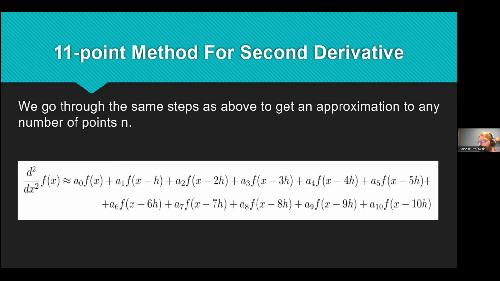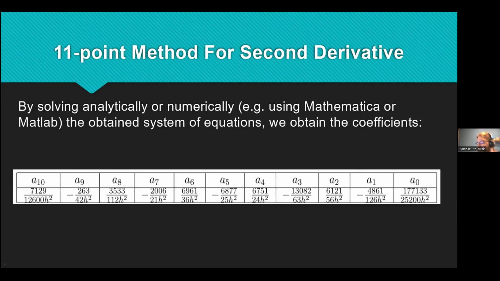Those was the example of how we get the method for the second derivative by using 5 points, but there's nothing stopping us from doing it for more points. For example, like here, 11 points, being the vicinity of the point at which a double differentiation is made. And the process looks exactly the same. By solving analytically or numerically the obtained system of equations, we obtain the coefficients shown in this table.